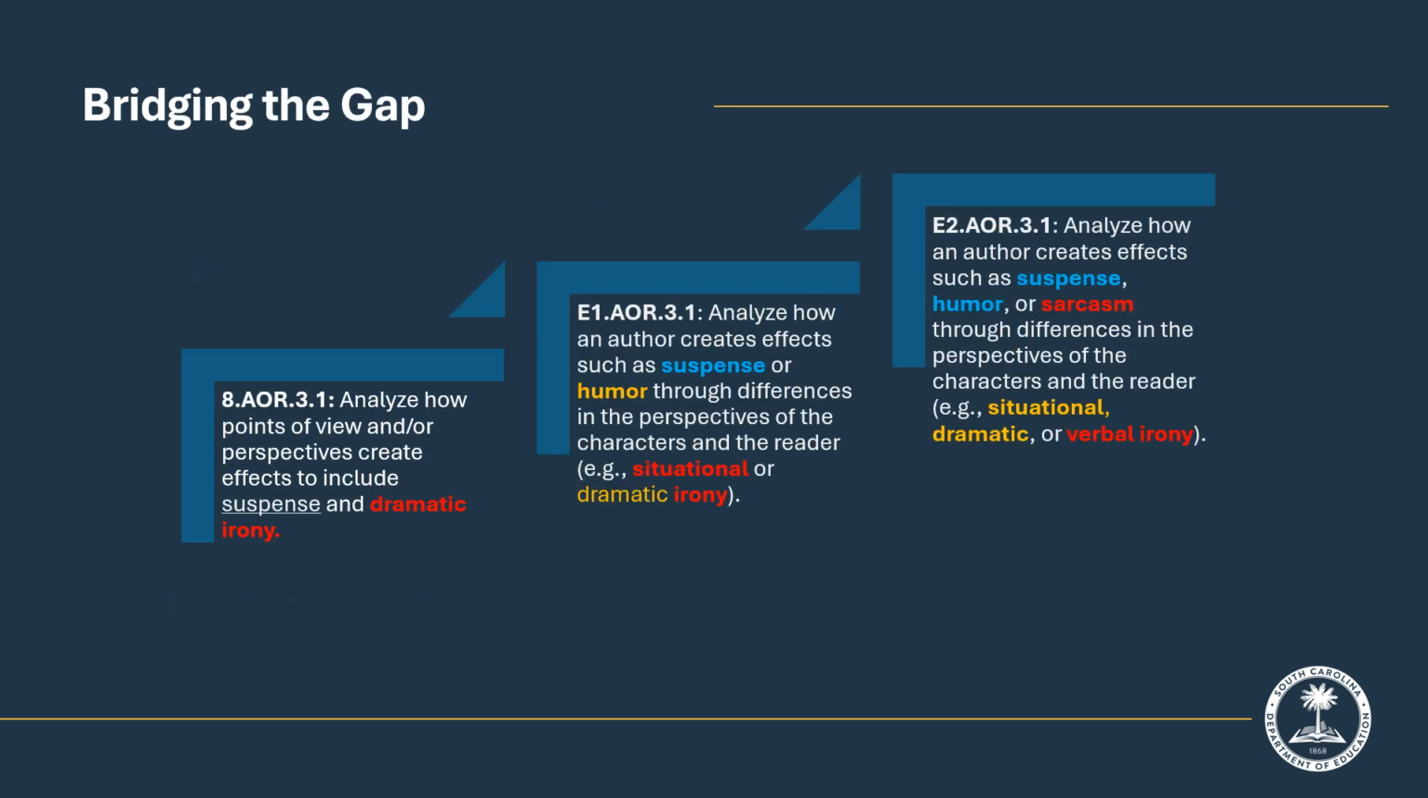8th grade teachers. Here you see in red that dramatic irony is new to the language of 8th grade. This is new for the teacher and the student. Notice suspense is underlined. That is because it was in the 8th grade RL 11.1 indicator, so it is not new to the 8th grade teacher, only to the 8th grade student. This year, 8th grade teachers will introduce both suspense and dramatic irony.